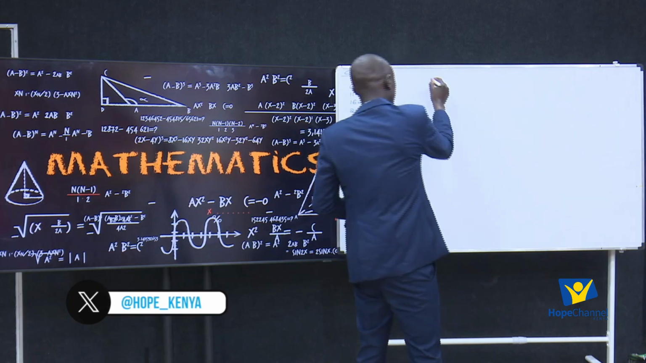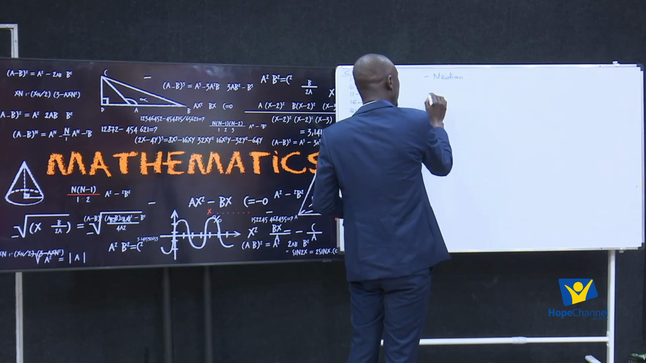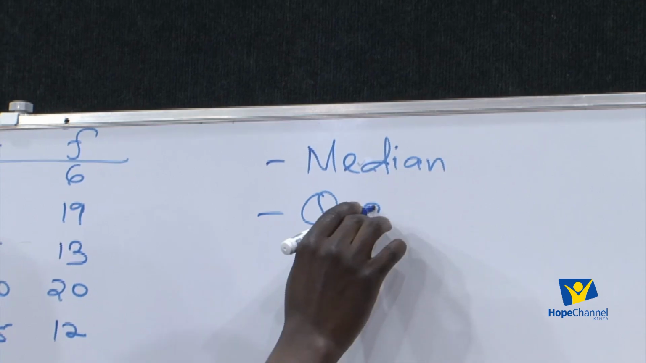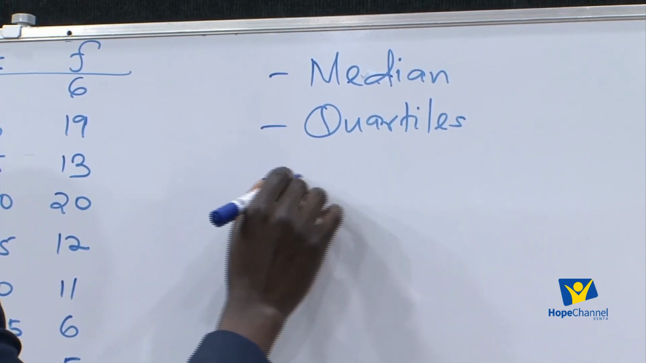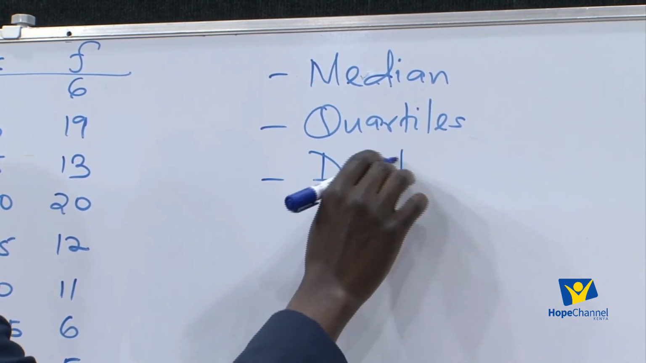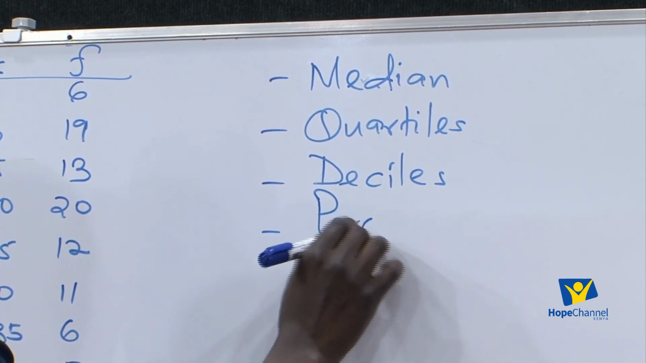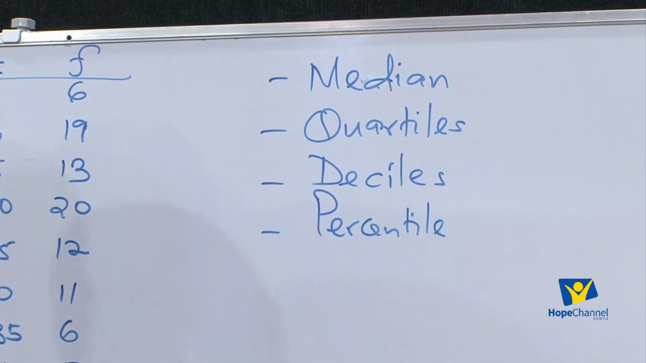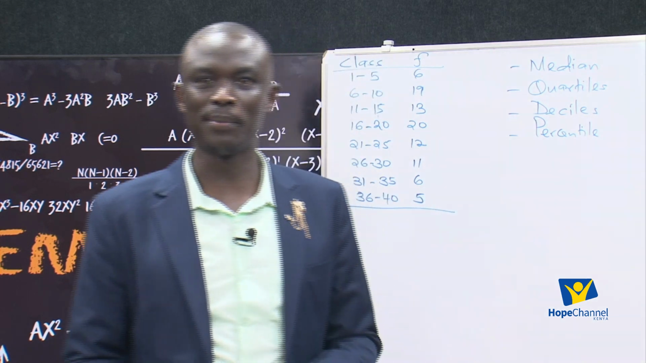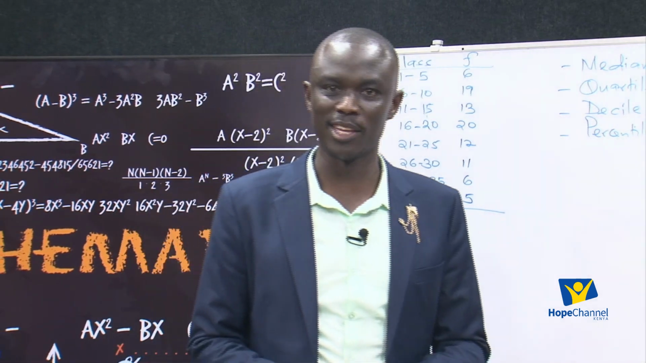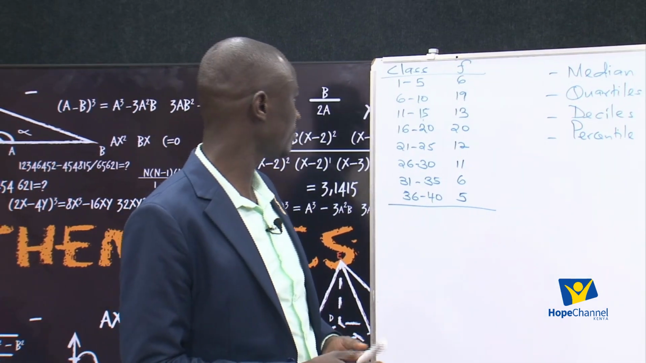I want us to discuss how to calculate the median, the quartiles, the deciles, and lastly, the percentiles. I hope everybody is ready. You are ready with your book, with your pen, and with your calculator. So get ready and let us start the class.